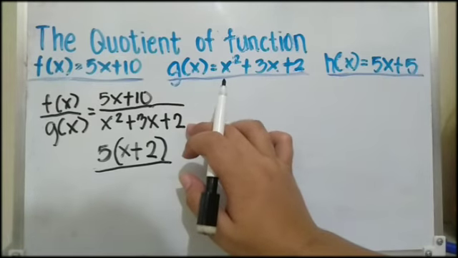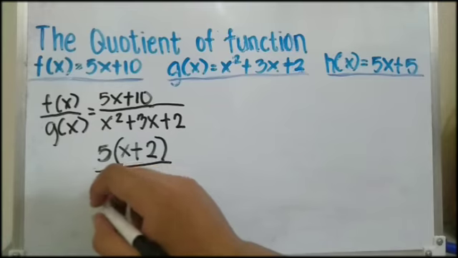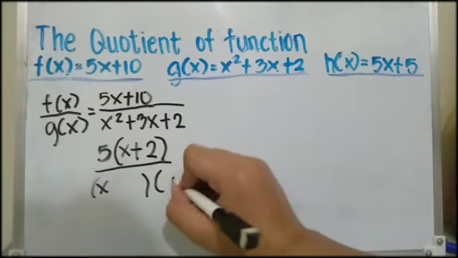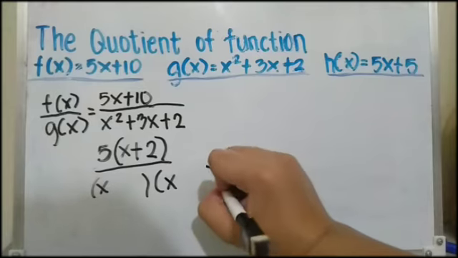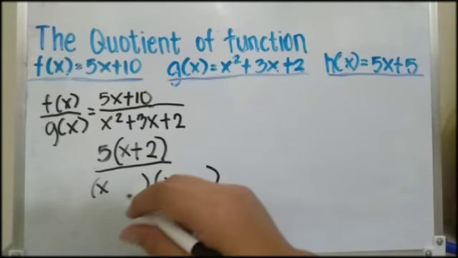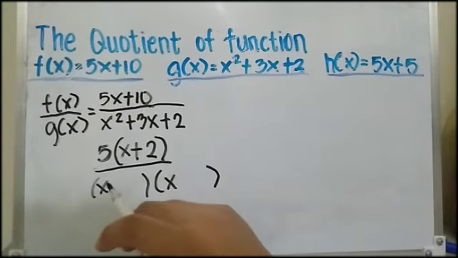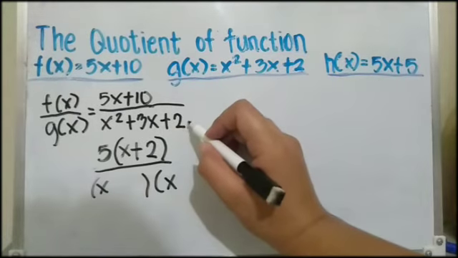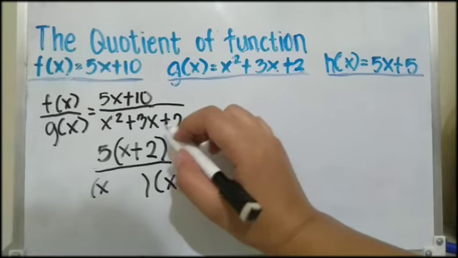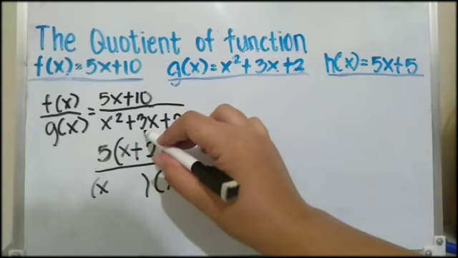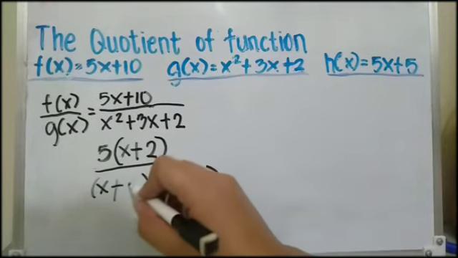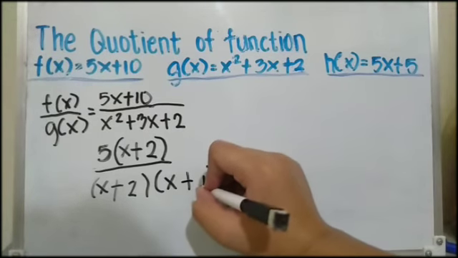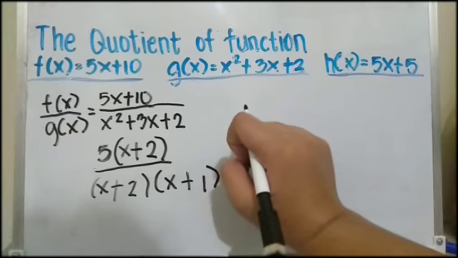So the factors are x and x. The factors of 2, the sum must be 3, so that would be plus 2 and plus 1. Then let us simplify.